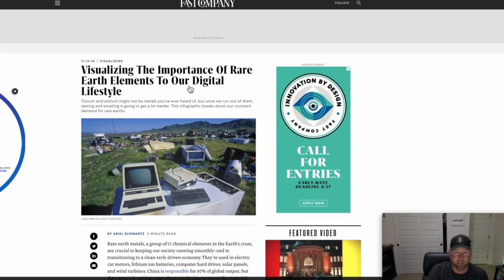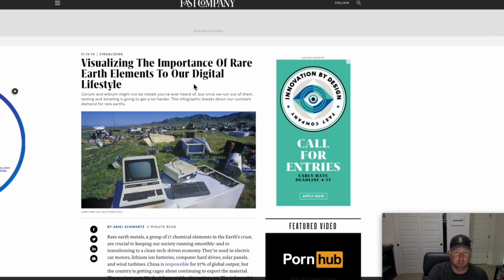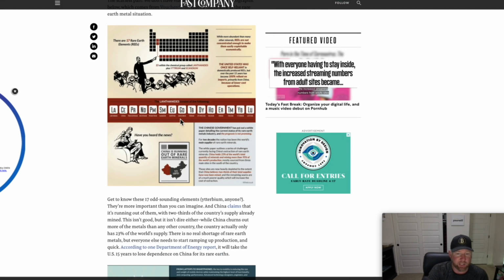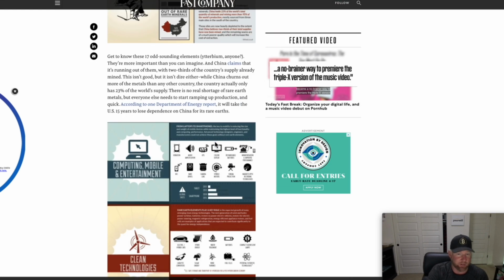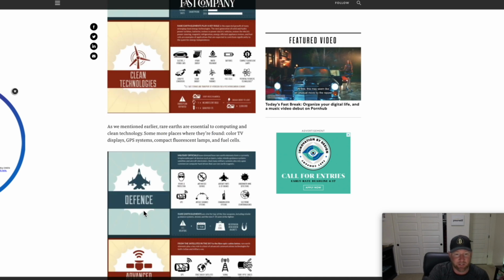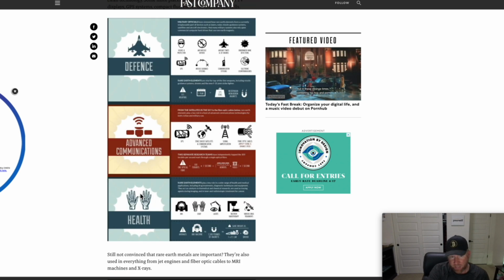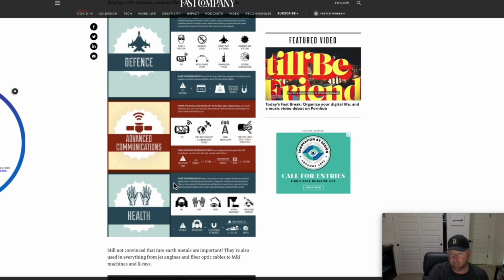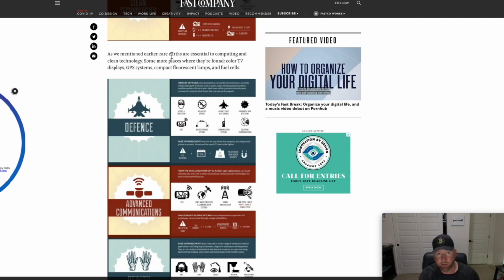So visualizing the importance of rare earth elements to our digital economy or digital lifestyle, you could see many of these products that you use in your everyday life: mobile computing and entertainment, clean technologies, defense, advanced communications, health, all have some sort of connection with rare earth.